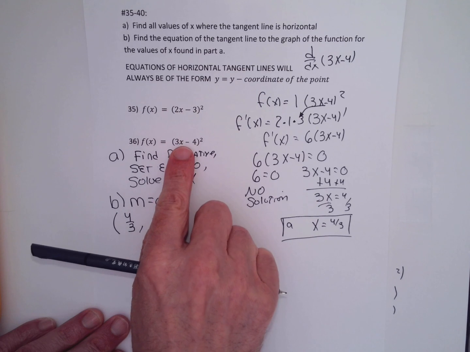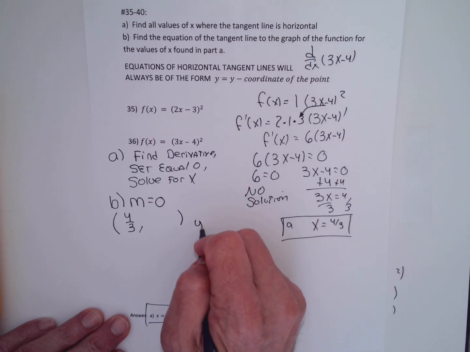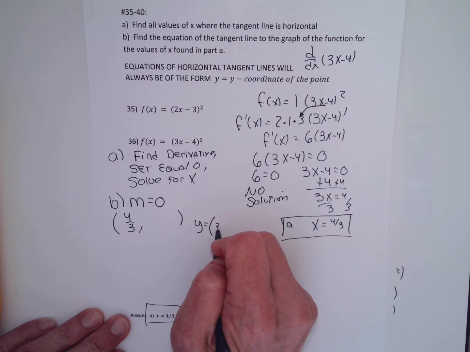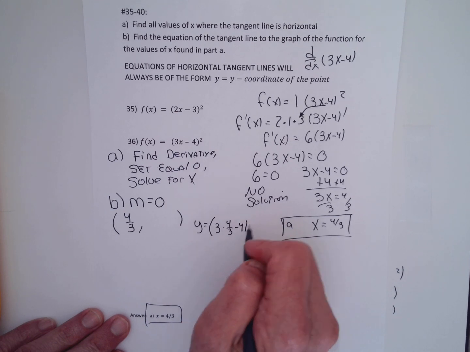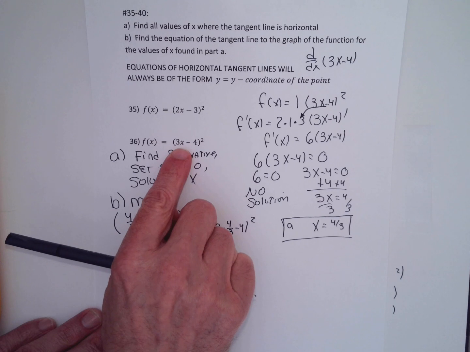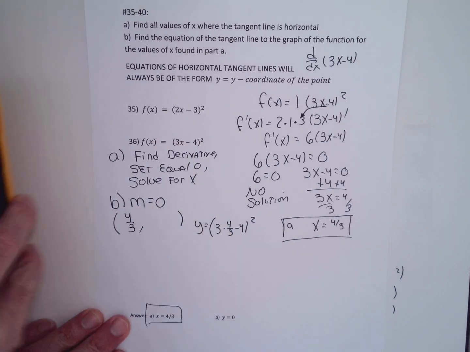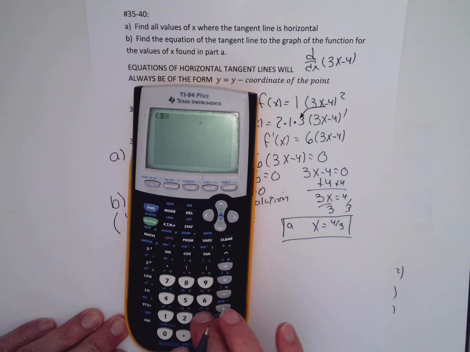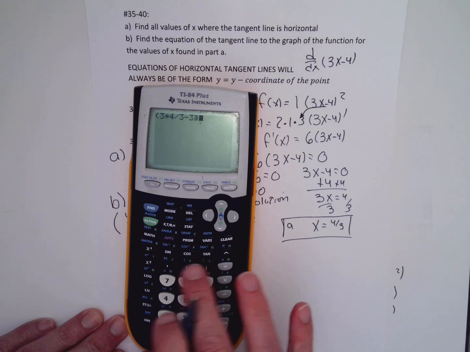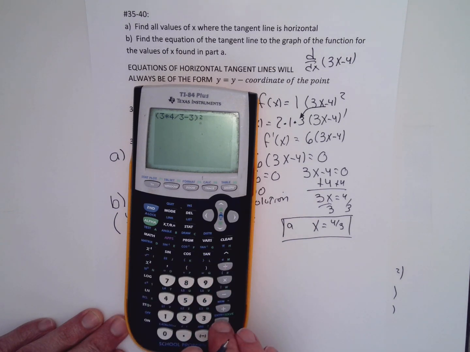Oh, into that equation. I'm looking at this, doing the math in my head, and it wasn't working. So let me get the y. My y coordinate of my point is going to be 3 times 4/3 minus 4 squared. That's just taking that x and plugging in 4/3. On my calculator, parentheses, 3 times 4 divided by 3 minus 3 squared. That's what that looks like.